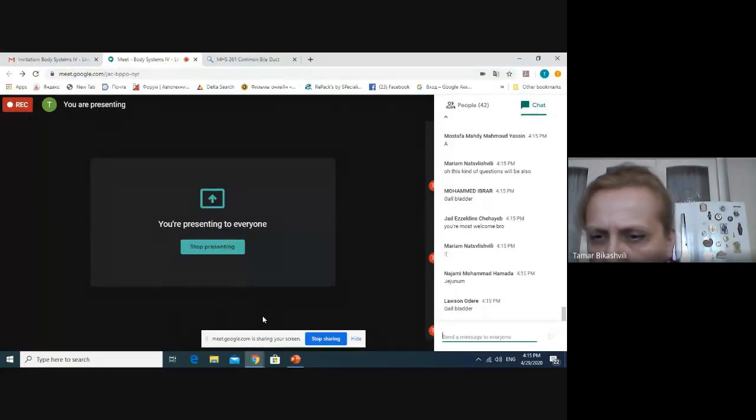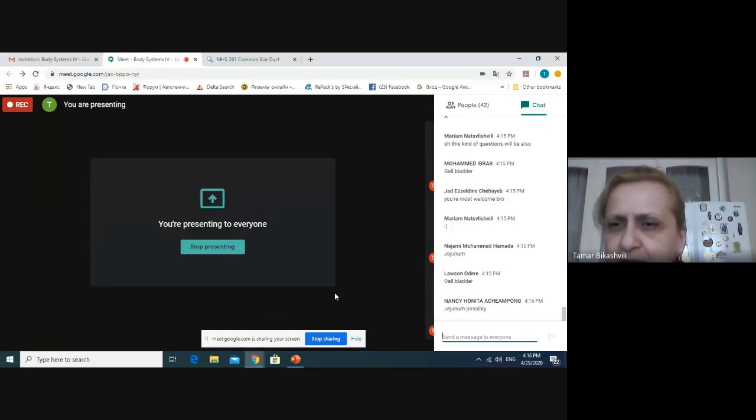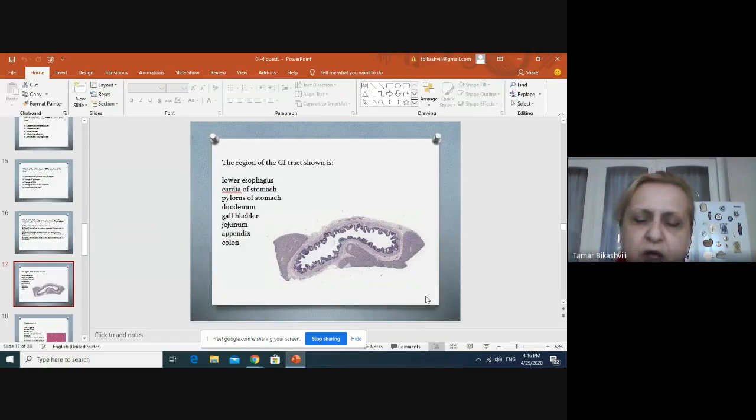Jejunum, gallbladder, jejunum. No, it's not jejunum. It's gallbladder. So, if you remember jejunum, it has numerous folds, well-developed folds, and this is gallbladder.